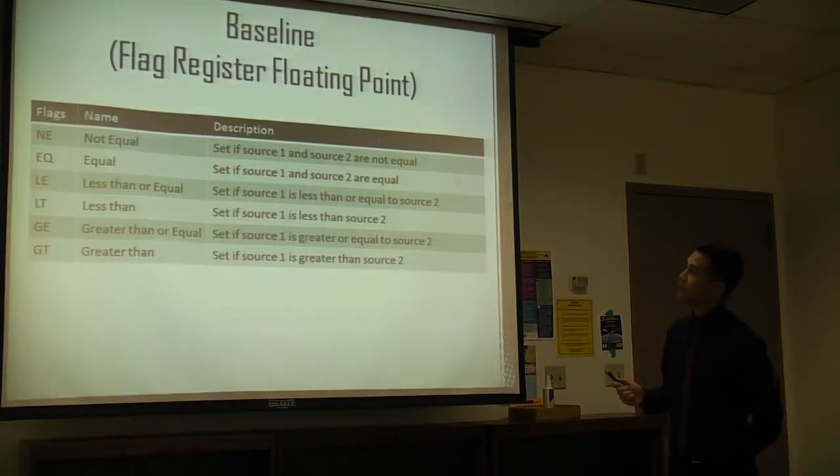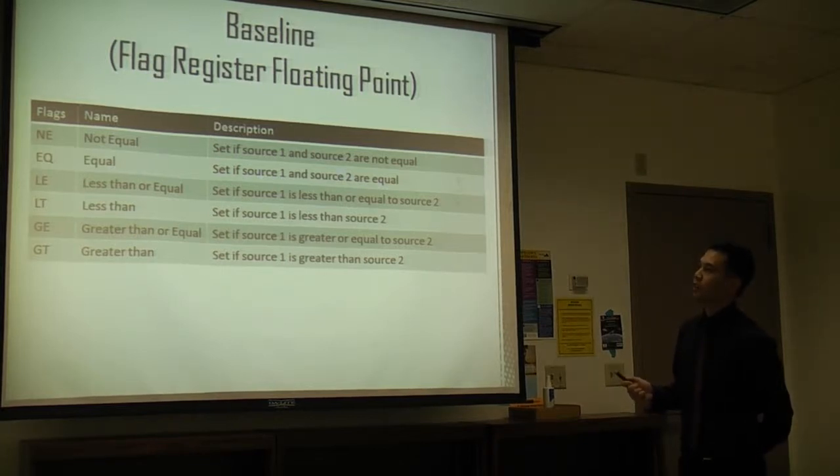Alright, for the floating point register or flags, we have the not equal. If source 1 and source 2 are not equal, the flag is triggered. If source 1 and source 2 are equal, then the equal flag is set. If source 1 is less than or equal to source 2, then the less than or equal flag is set.